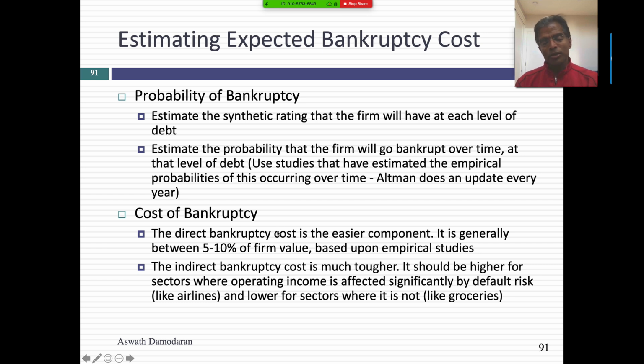The direct bankruptcy cost is relatively simple. It's about 5 to 10% of value. So these are the legal costs associated with after you go bankrupt. The indirect bankruptcy cost is much tougher. It ranges anywhere from close to 0%, if you're a grocery store maybe, to maybe 30 to 40% if you're an airplane manufacturer, where customers stop buying your products if they think you're in trouble. So 0 to 30%, and you've got to figure out where your company falls in the middle.